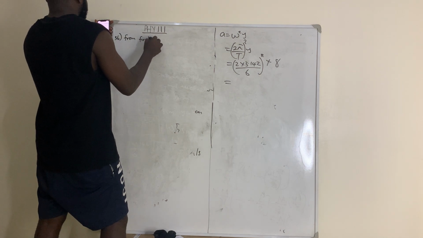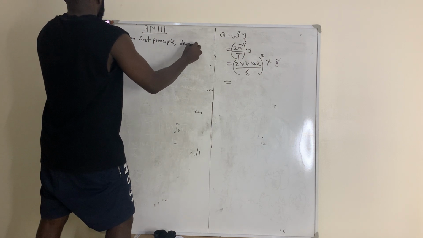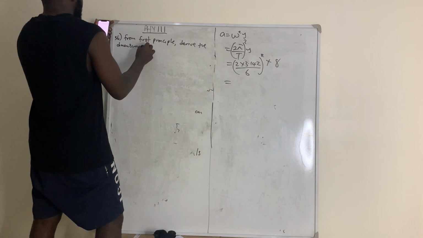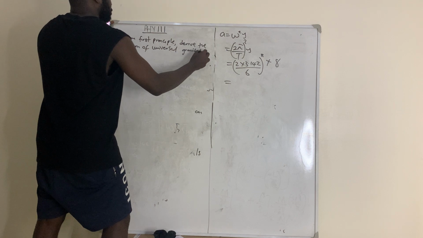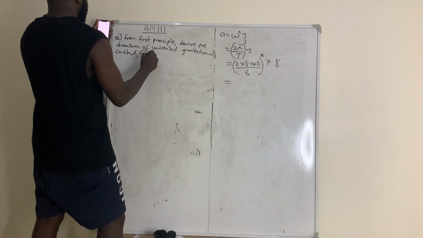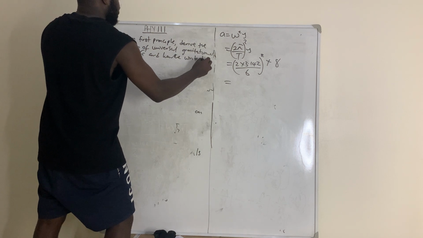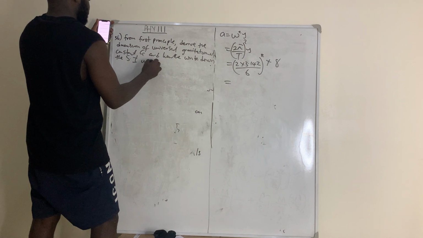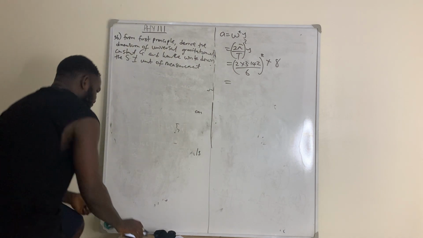From first principle, derive the dimension of universal gravitational constant G, and hence write down the SI units of measurement. Okay, so this is a very, very simple question.